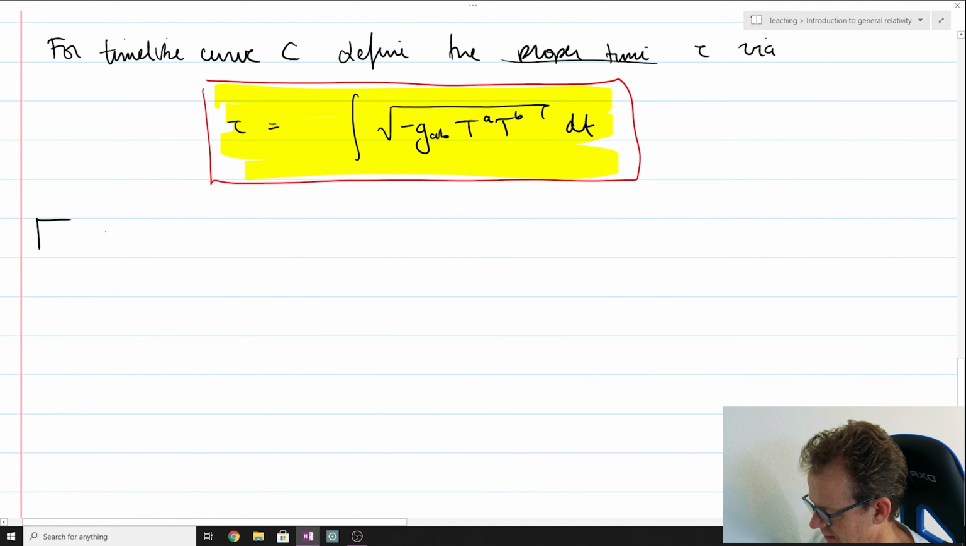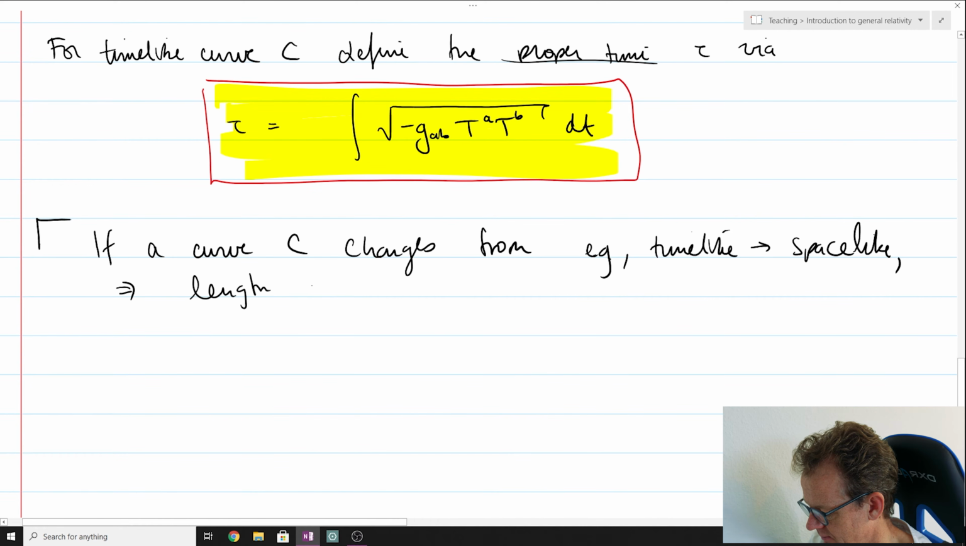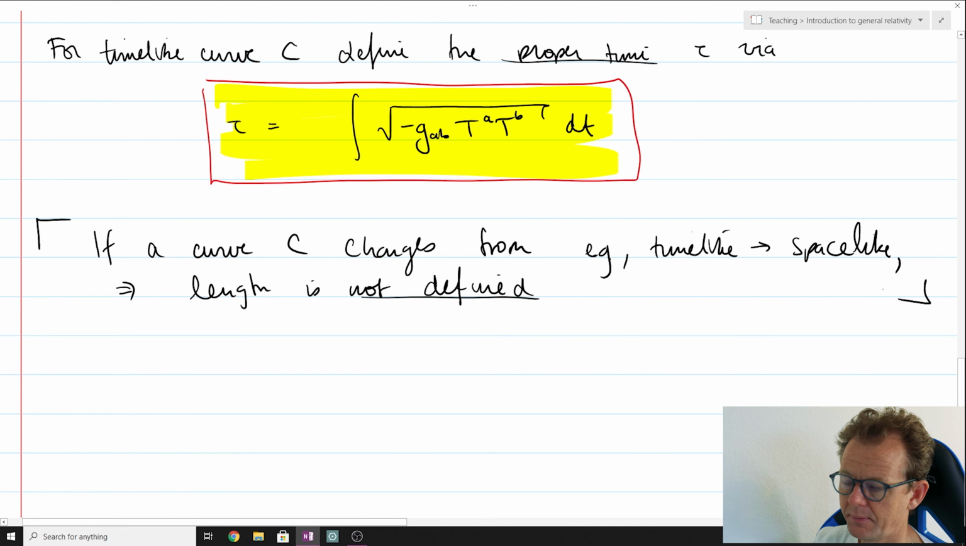And, a side comment, I've implied this earlier, but now let's say it clearly. If a curve C changes from, e.g., time-like to null, or time-like to space-like, that's where we're going to have real problems. This implies the length is just not defined. And you can have fun trying to define a length, but we are just going to say it is hereby not defined if the curve changes from time-like to space-like. That's the particularly problematic transition.